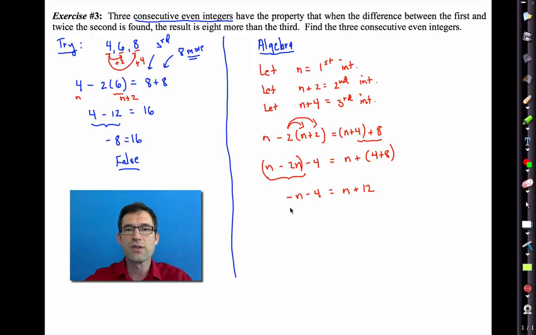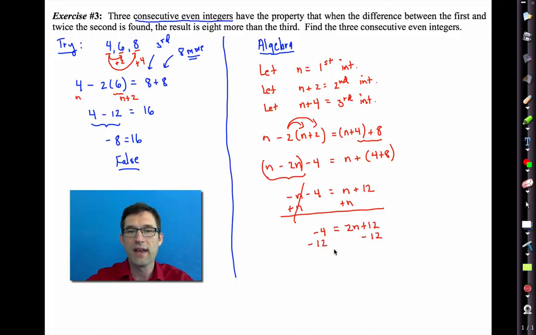Now, how do we want to finish this? Well, if you like to avoid negatives, then you might use the additive property of equality to add an n to both sides. That will give me negative 4 is equal to 2n plus 12. Then maybe use the additive property of equality to add negative 12 to both sides. That'll give me negative 16 is equal to 2n. And then use the multiplicative property of equality to multiply both sides by 1/2 or divide both sides by 2, and we get n equals negative 8.